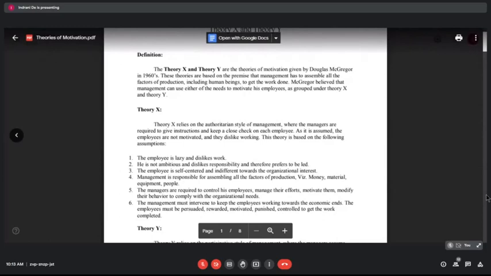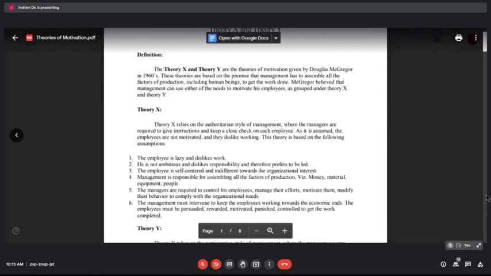According to Theory X, what are the managers thinking, what idea do the managers have about their employees? According to Theory X, the managers will follow an authoritarian style of leadership, an authoritarian style of management, and they have certain assumptions. So this theory is talking about certain assumptions.